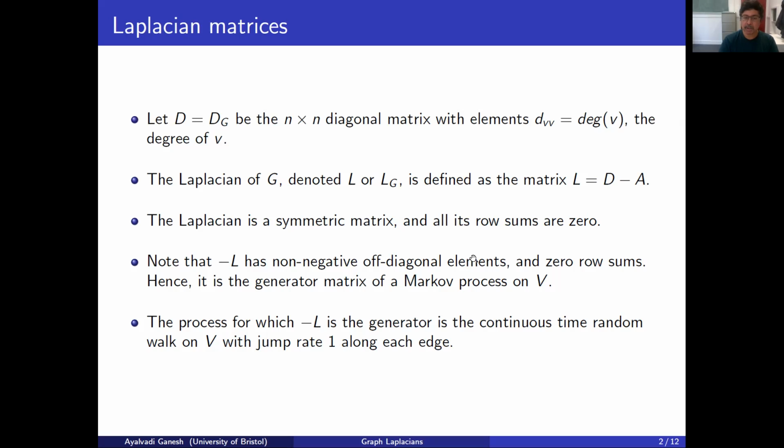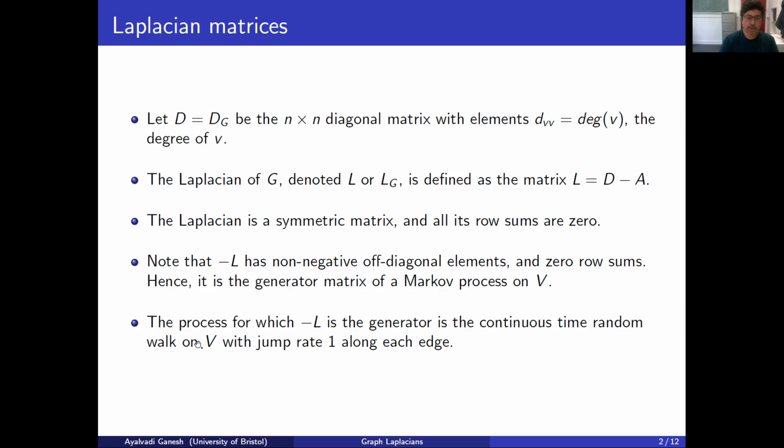Why is that? The off diagonal, the ijth element of minus L, is 1, which is the same as the ijth element of A. So it's 1 if there's an edge between i and j, and 0 otherwise. So what it's saying is that the Markov process has rate 1 of moving from i to j if there's an edge between i and j, and rate 0 of moving from i to j otherwise. So that's just this continuous time random walk with jump rate 1 along each edge.